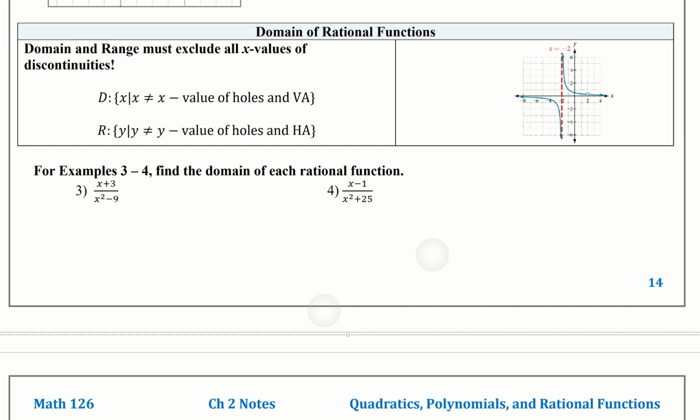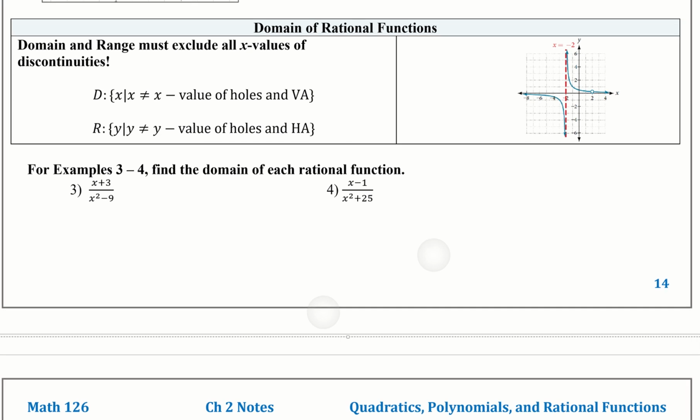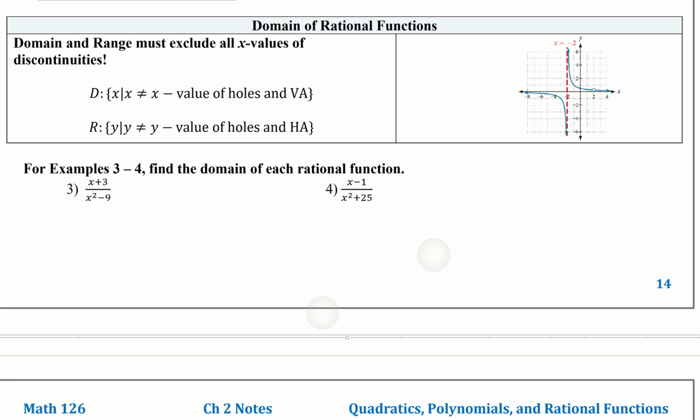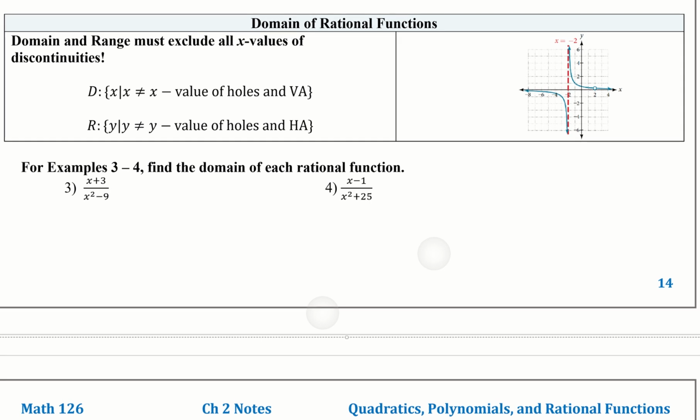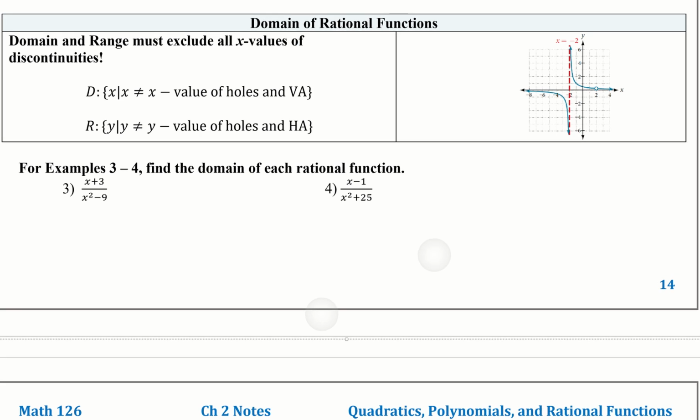So for domain, it will be any x values that we want except for the locations of the discontinuities. So what will end up happening is that we're going to have to exclude the x values of any holes or vertical asymptotes. And then for range, we need to exclude the y value of any holes, which you might wonder, how are we going to find that? Because I haven't told you that yet.